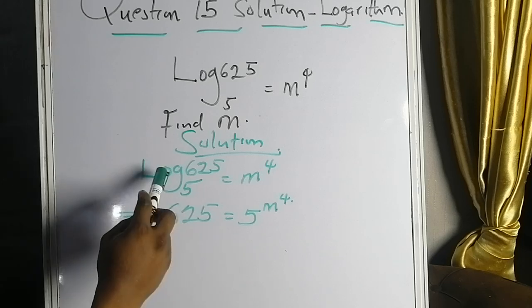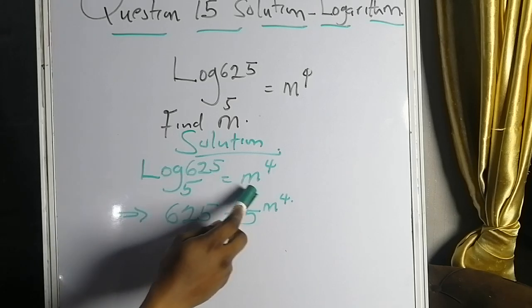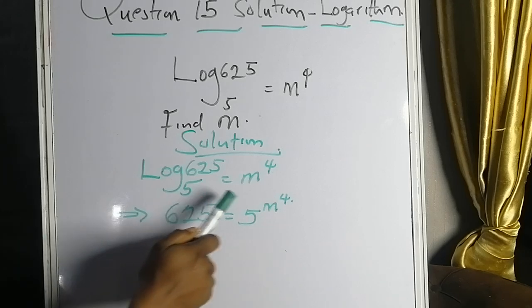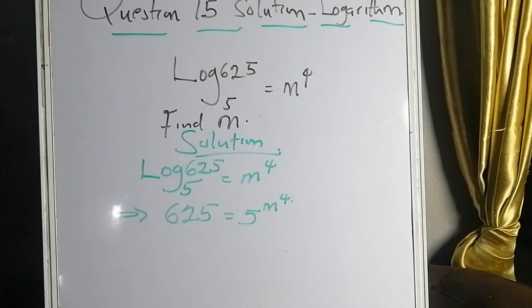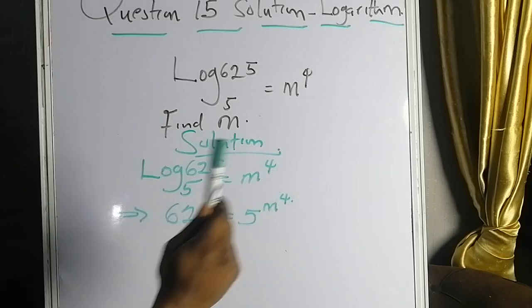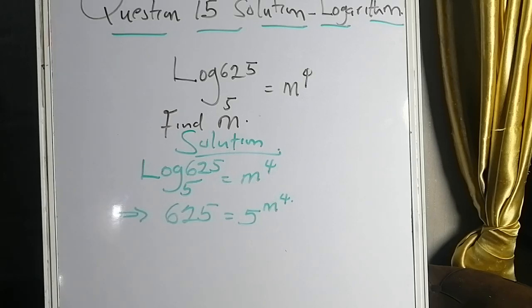Don't forget, log 625 base 5 equals m raised to power 4. And I've told you in part 1 under logarithms that to find the value of a particular logarithm, the base will be raised to power what we have after the equal sign, and that is what we did here. So 5 raised to power m raised to power 4. It's as simple as that.